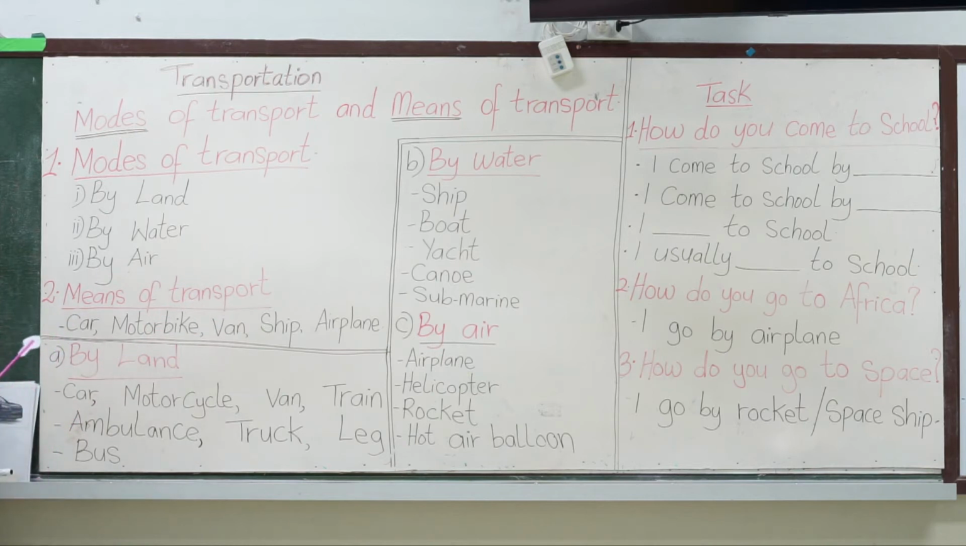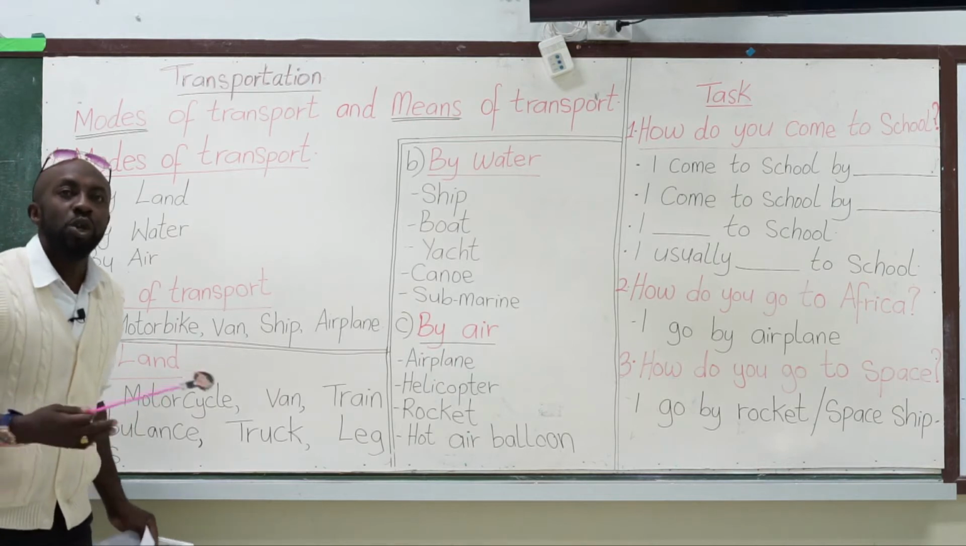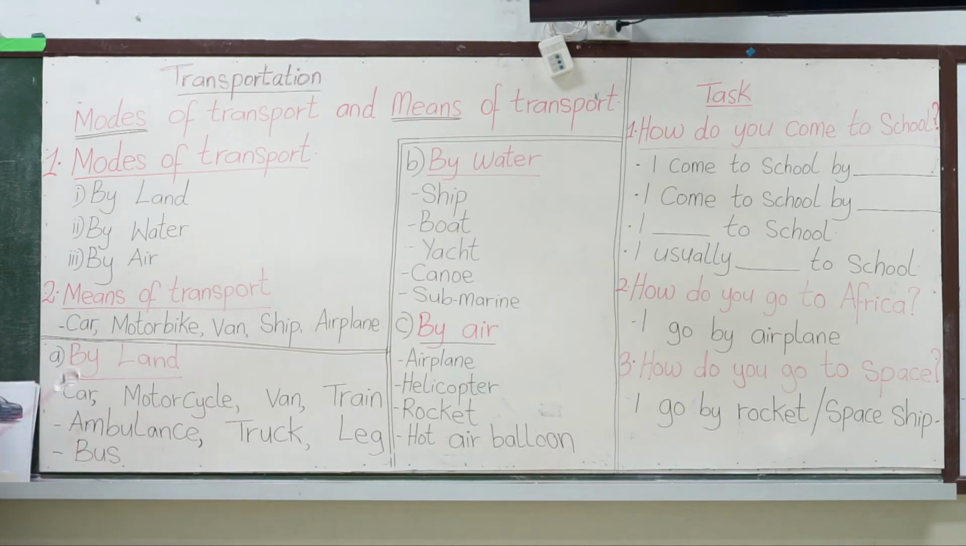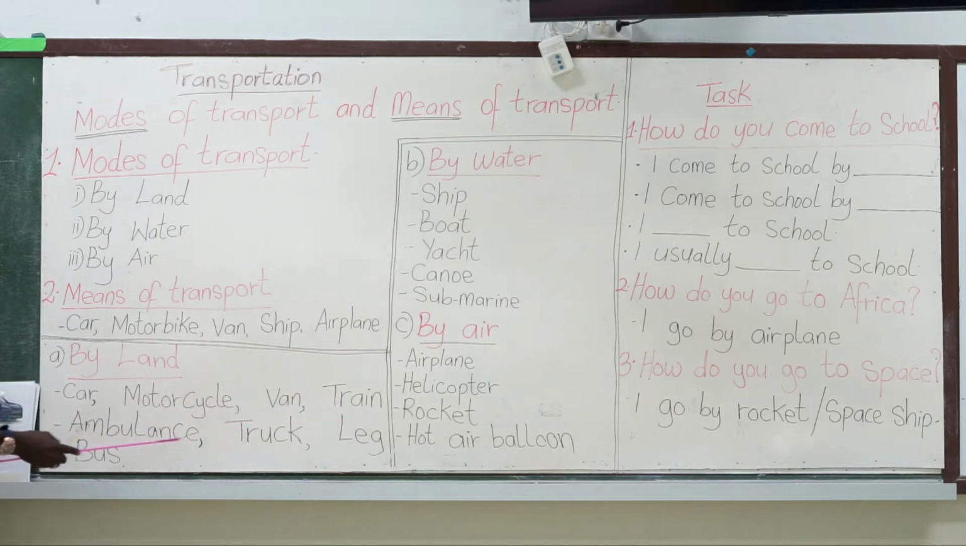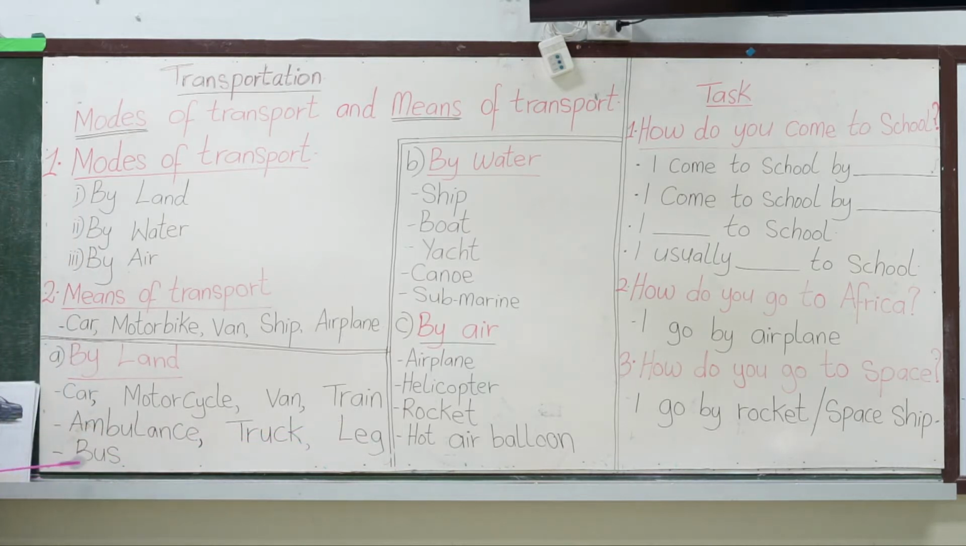Means of transport are the vehicles or the vessels by which we travel. Okay? So, means of transport by land. You have car, motorcycle, van, train, ambulance, truck, bus.